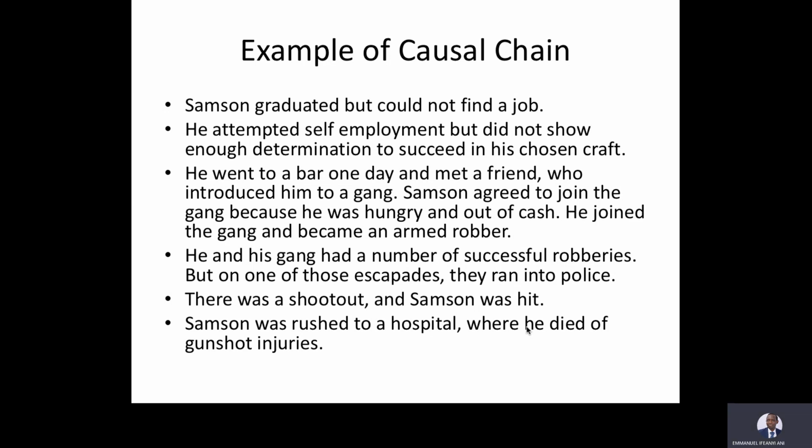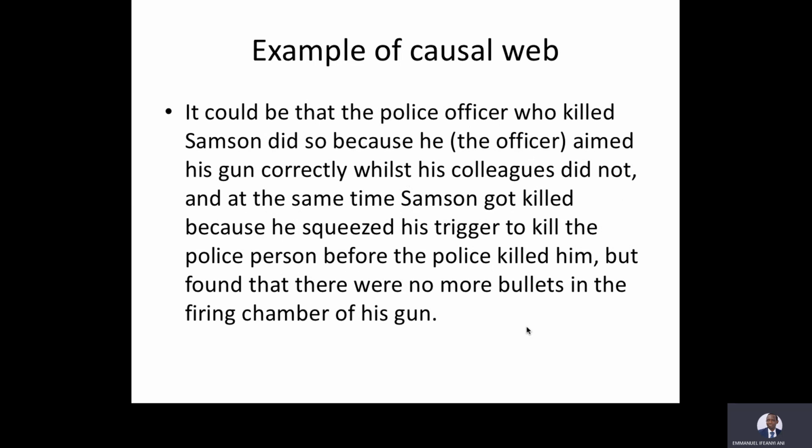And then an example of a causal web. It could be that the police officer who killed Samson did so because he, the officer, aimed his gun correctly, whilst his colleagues did not. And at the same time, Samson got killed because he squeezed his trigger to kill the police person before the police person killed him, but found that there were no more bullets in the firing chamber of his gun. So a causal web is when several causes are leading to an effect at the same time. All those causes are generating an effect by occurring simultaneously.